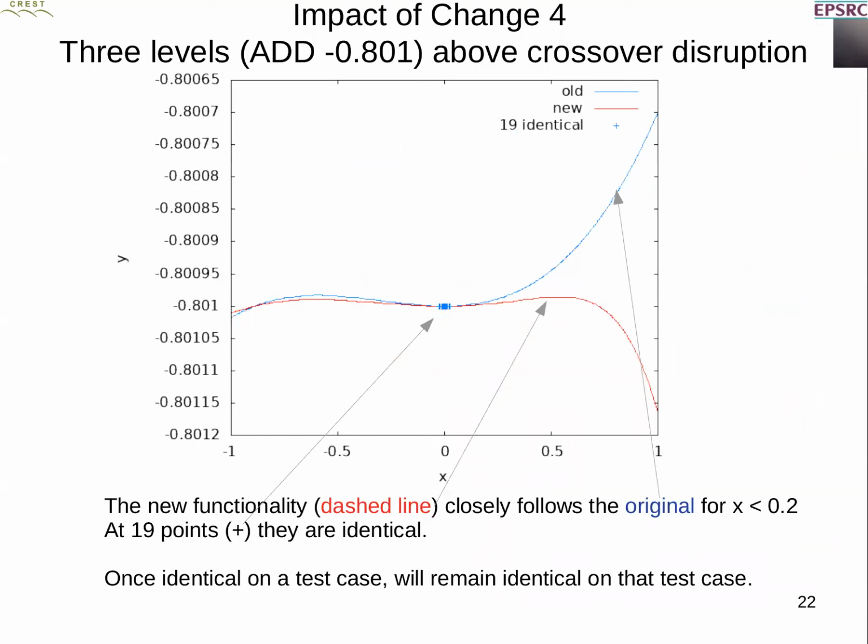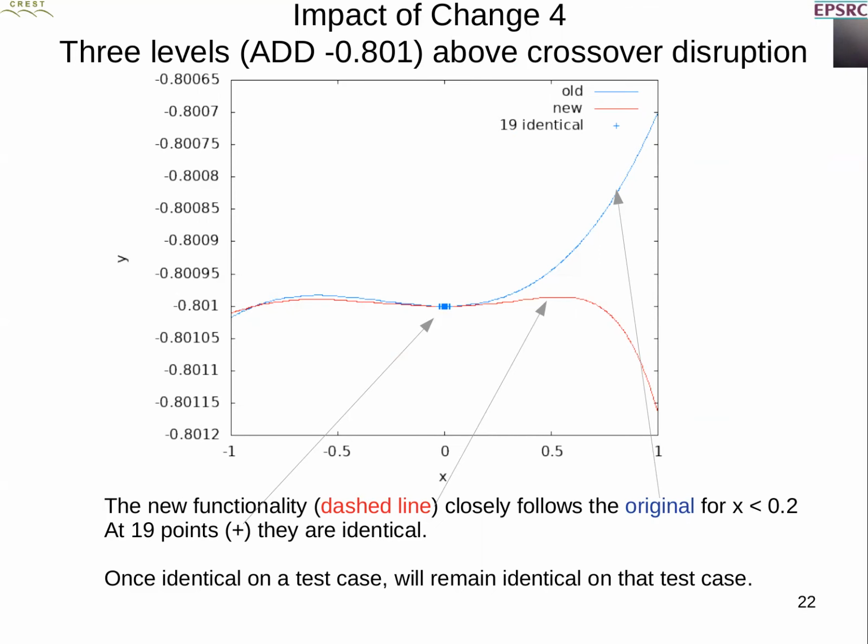So here is evaluation. The red line is the new code, and the blue line is the original. And you can see already by the time we've just moved up 3 levels to the addition, the number of test cases where they are identical has increased to 19. So what we know is that on those 19 test values, the mutant and the parent will have exactly the same evaluation.